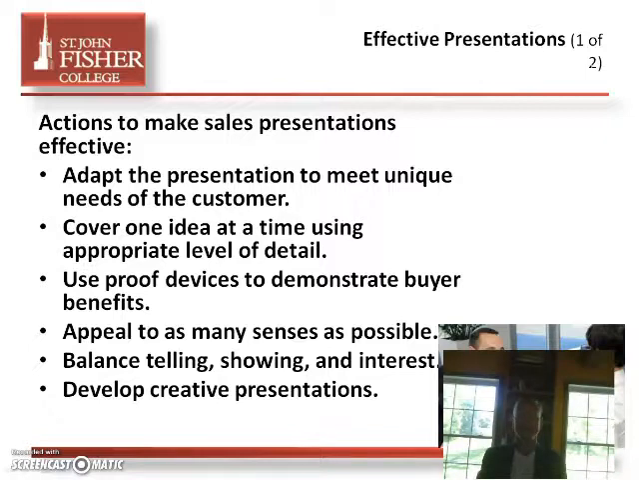Oftentimes you cover one idea or one need at a time. You find out a need, you uncover the need, you present to that need. Then you go back, you uncover another need, you present to that need. And then finally you summarize all the different needs and you close, either for another presentation, for another meeting, or for the sale. You oftentimes use a lot of different devices.